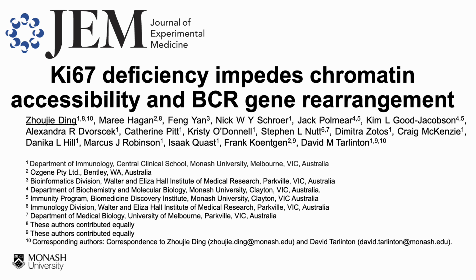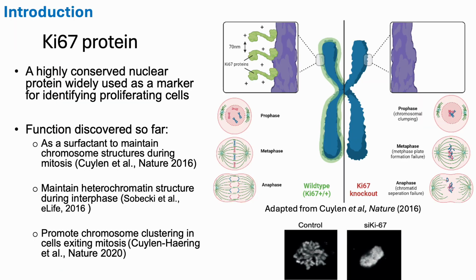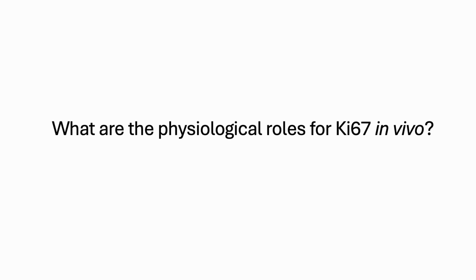Today I'm going to describe our JEM paper entitled Ki67 deficiency impedes chromatin accessibility and BCR gene rearrangement. Ki67 is widely used as a marker for identifying proliferating cells. It was found that it functions as a surfactant to maintain chromosome structures during mitosis and is also required for maintaining heterochromatin structure during interphase. But it is largely unknown what the physiological roles for Ki67 are in vivo.